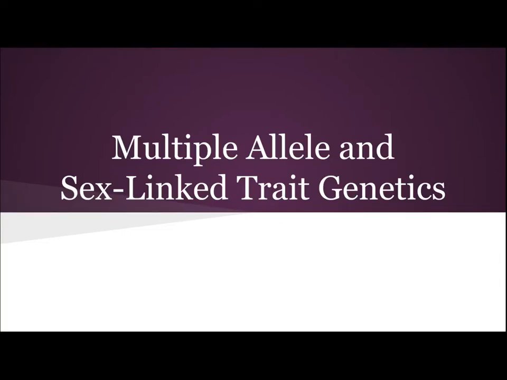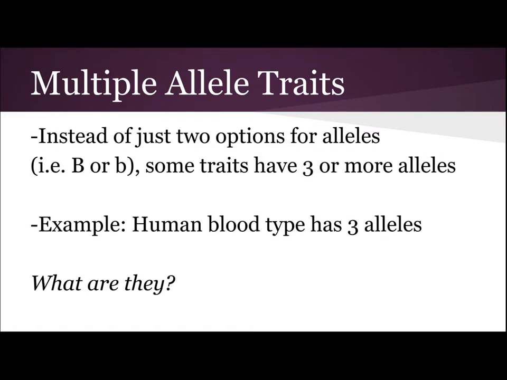This screencast is going to be about a couple more inheritance patterns, multiple allele traits, and sex-linked traits. So we'll start with multiple allele, which is really just what it sounds like. It's when a trait has, instead of just two options for alleles, like big B, little b, some traits actually have three or more alleles. So there's three or more forms of the gene that could be there.